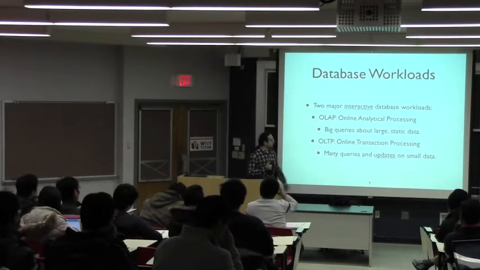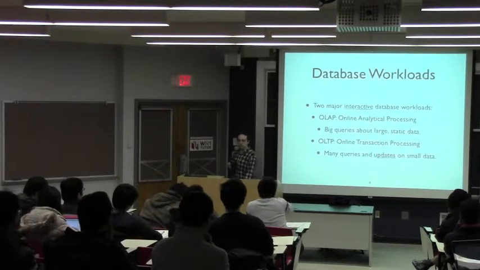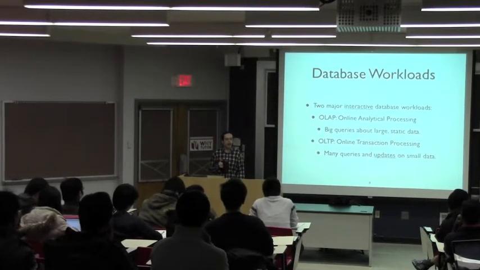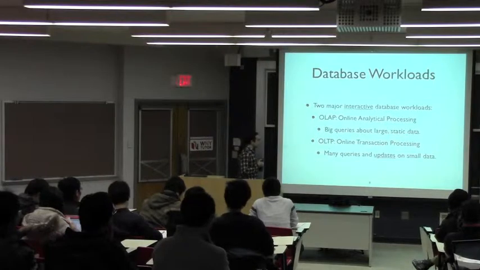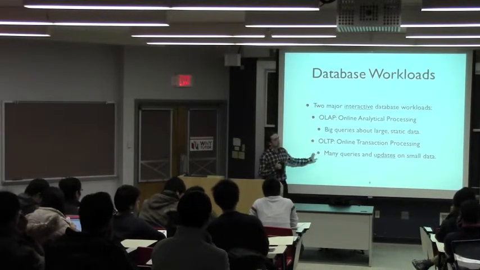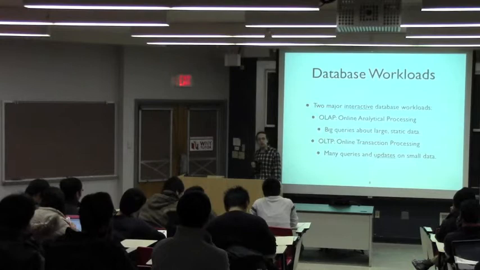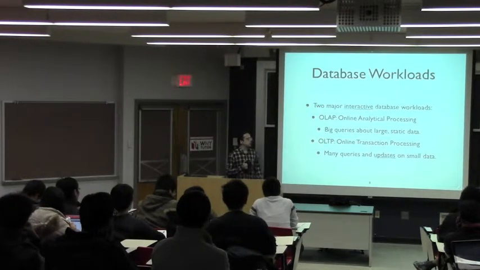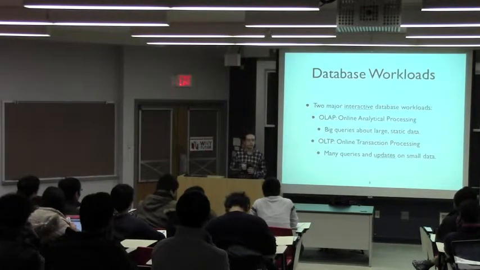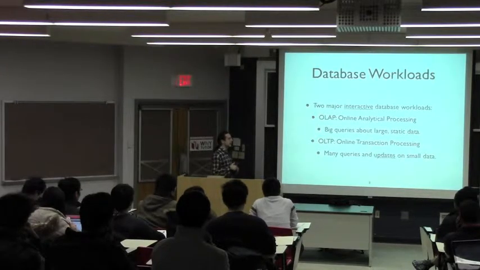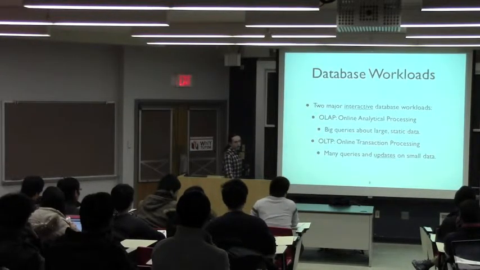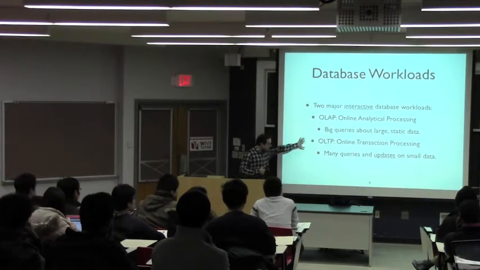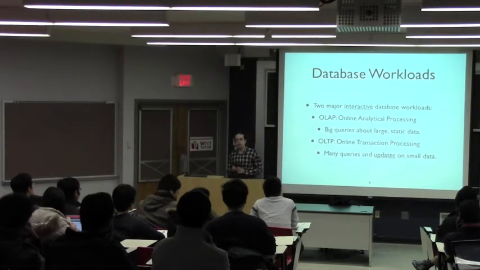On the other hand, the other major type of workload is something called online transaction processing. In this case, the distinction is that you have lots and lots of queries, but those queries are typically affecting much smaller chunks of data. And the big distinction here is that that data is being changed. Various operations are being performed to modify that data at some fairly high rate. And this is the kind of workload that we're going to be focusing on over the course of this week, online transaction processing.